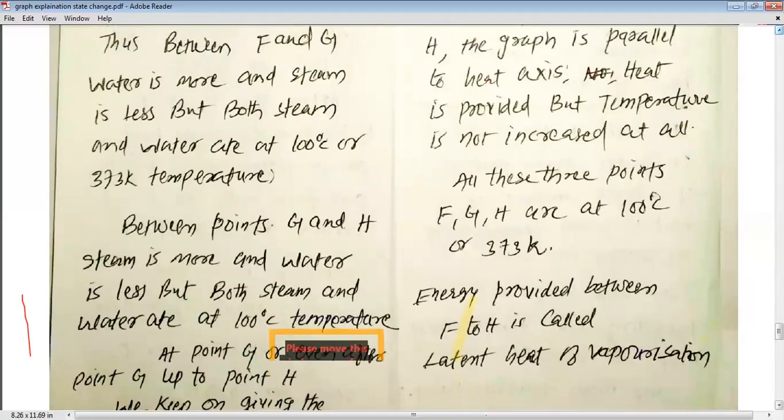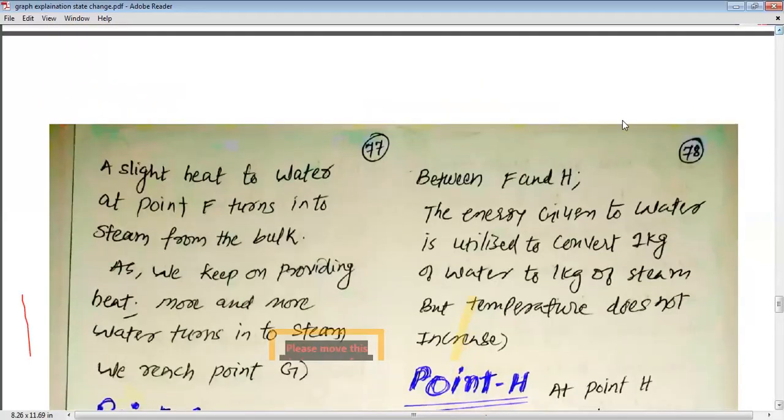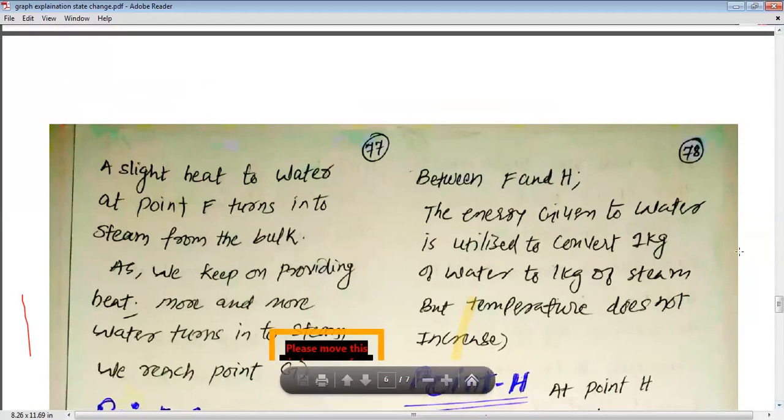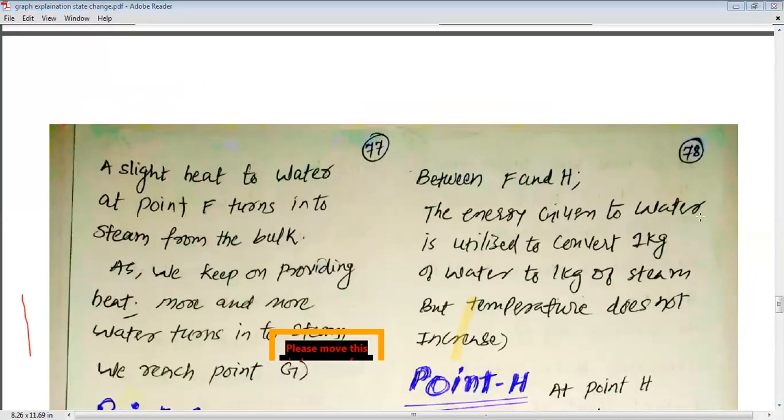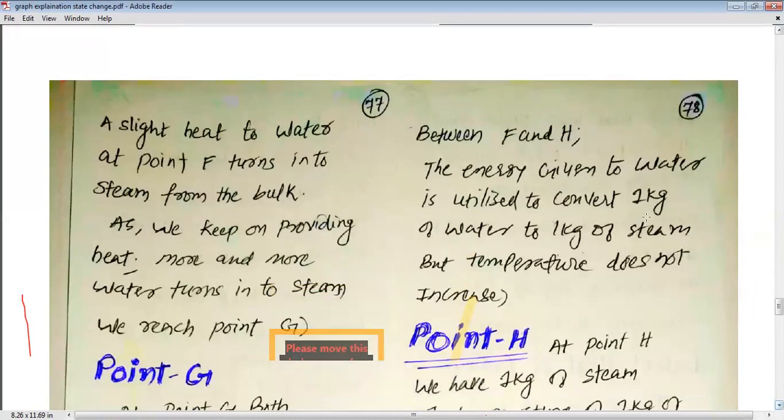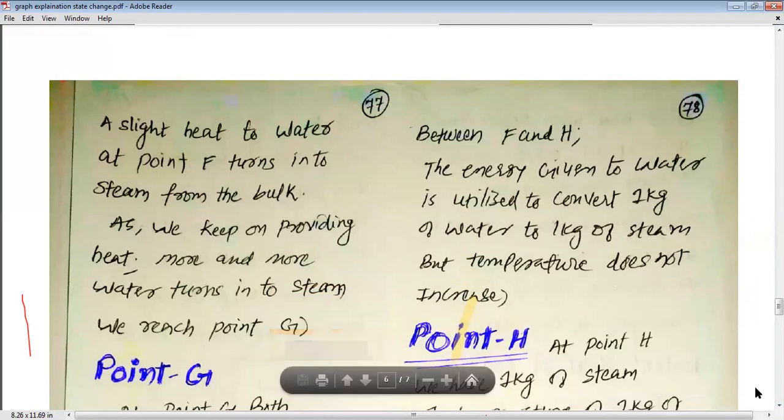So please remember, my dear students, that if we start from point F and move towards point H, even in between at point G, the temperature completely remains constant. The constant temperature is 100 degrees centigrade or 373 Kelvin. This is how, my dear students, we study the various points. Between point F and point H, the energy given to water is utilized to convert 1 kilogram of water to 1 kilogram of steam, but the temperature does not increase.